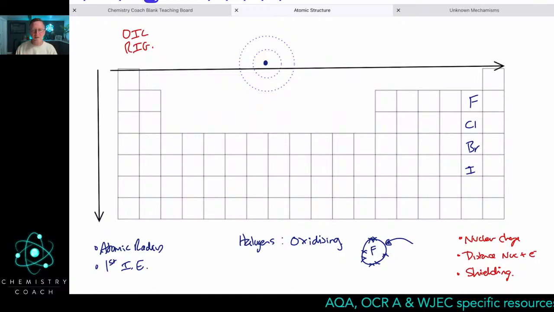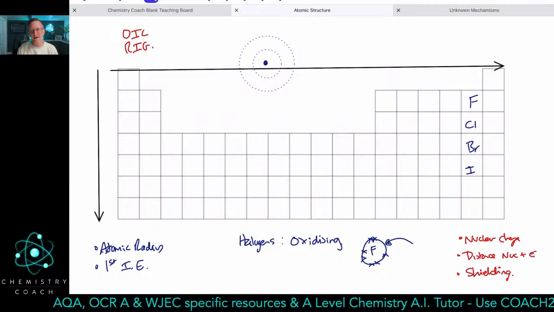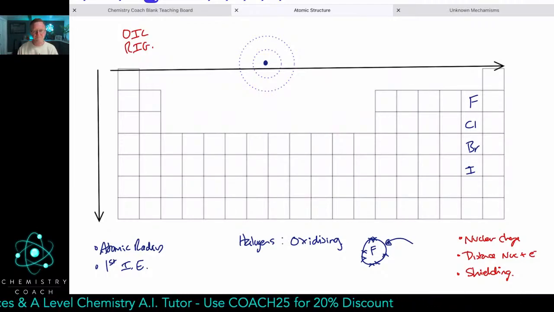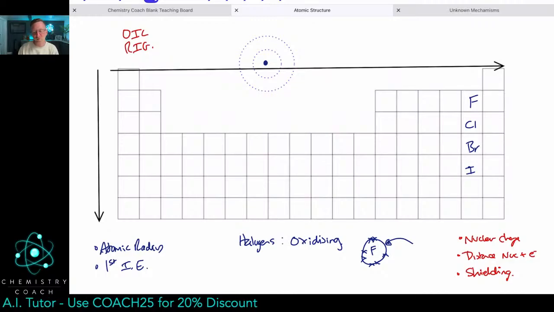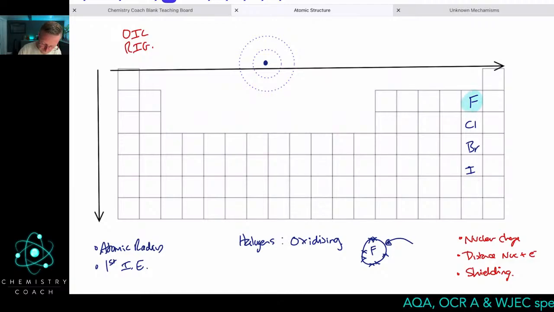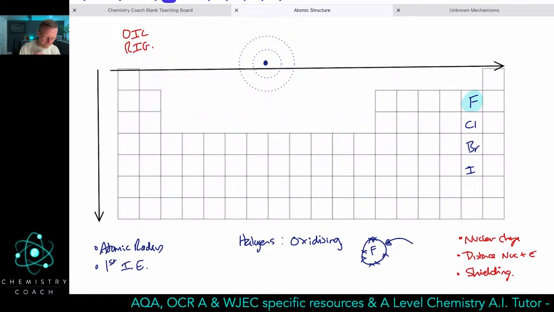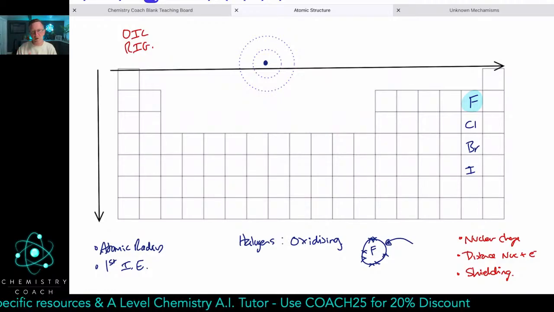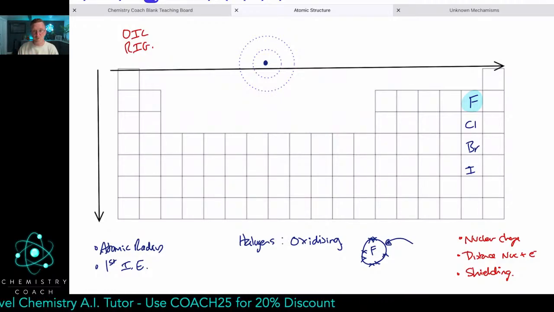Okay, so halogens are oxidizing agents. Which is the most powerful oxidizing agent out of our group 7s that we've got here? Fluorine, chlorine, bromine, iodine. Okay, which is the most powerful oxidizing agent? The most powerful oxidizing agent is fluorine. Okay, at GCSE we were like, it's the most reactive. All right, but it's the most powerful oxidizing agent that we have in terms of our group 7s.